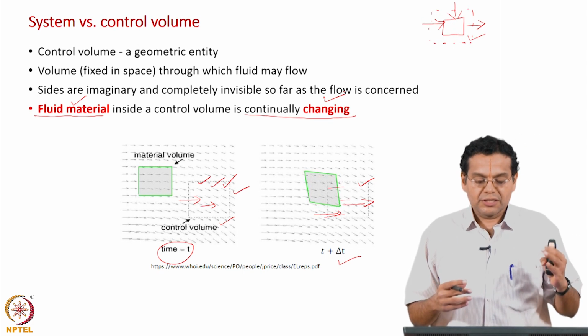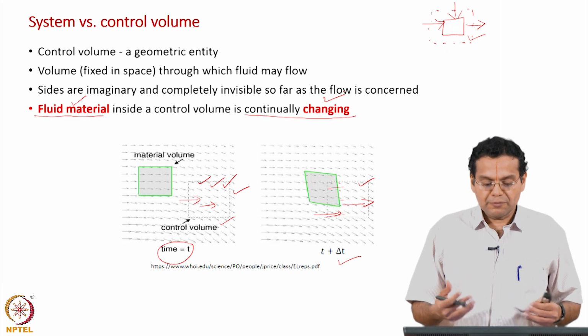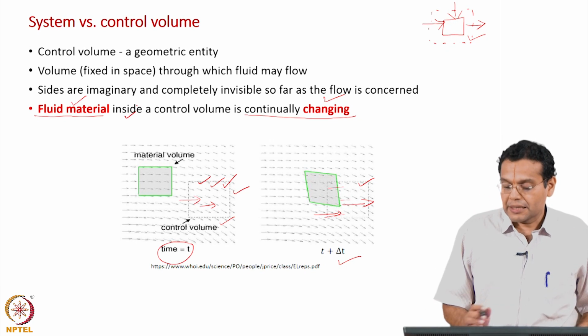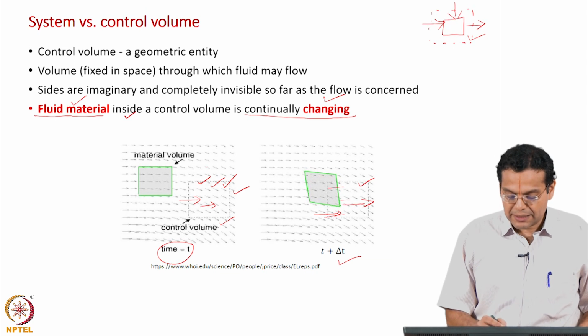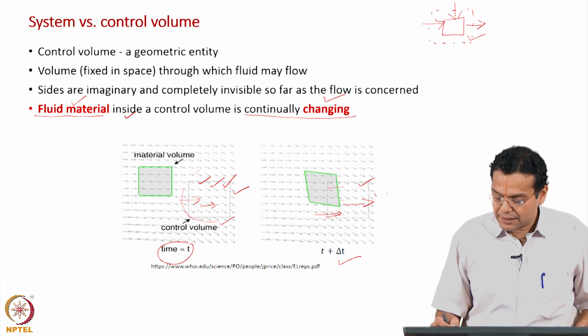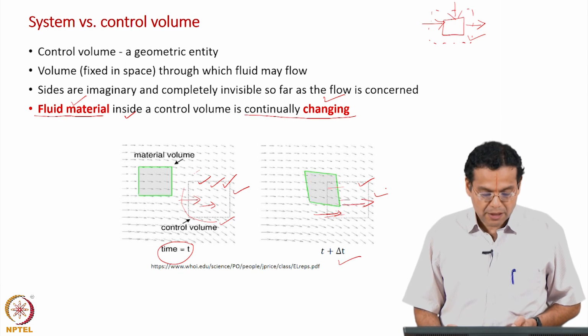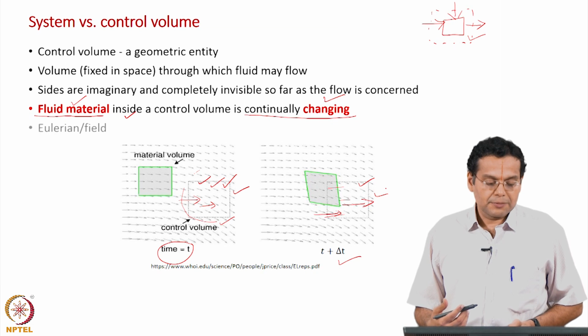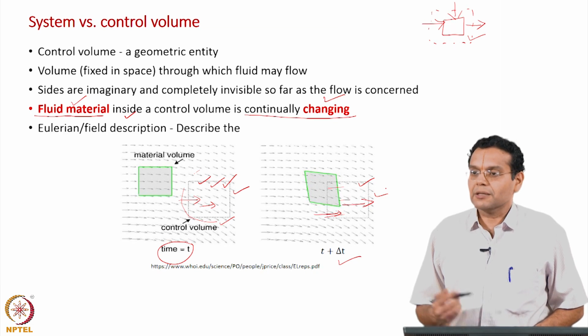Fluid particles which make up a system are the same, fluid particles which are inside a control volume keep changing. Some set of particles at this time, some other set of fluid particles at some later time. Now, the way in which I described, you can easily recall that this description is the Eulerian field description.